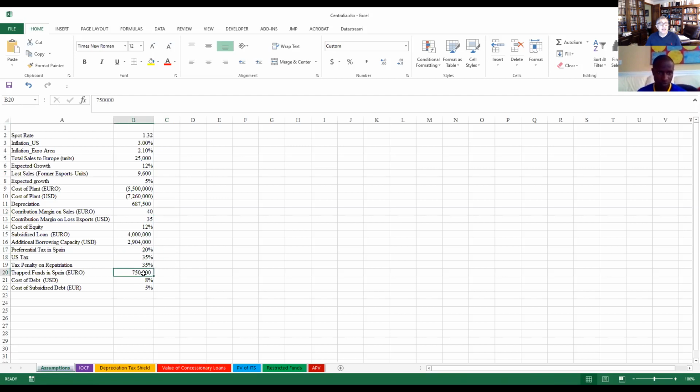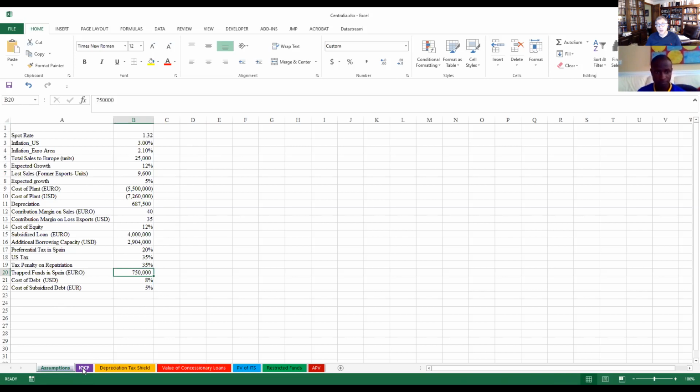The company has 750,000 euros available in their Madrid distribution center. So normally they would transfer this amount back home, but if the company makes this investment, they are not going to transfer this amount. So these are our basic assumptions. With this, we are going to check out the operational cash flows associated with this project.